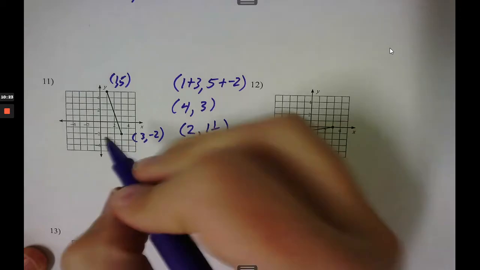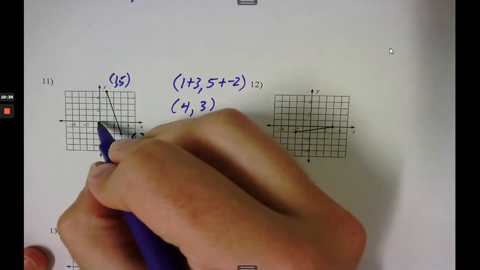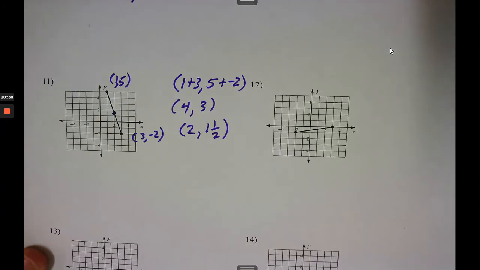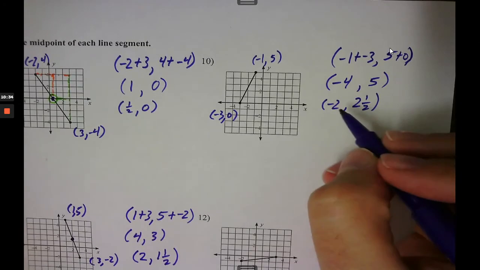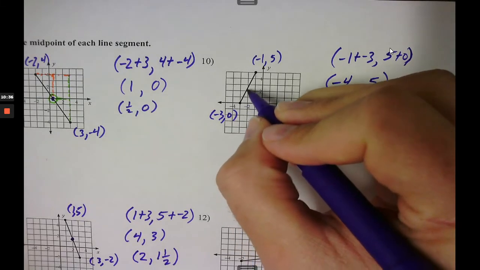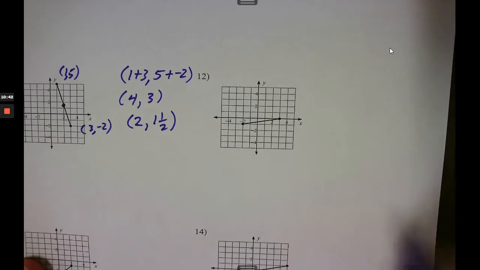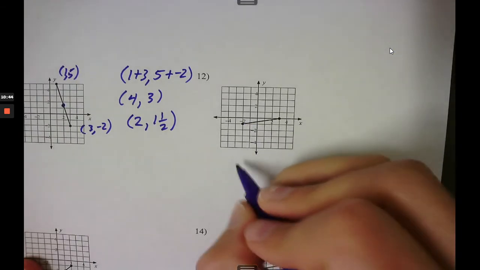Okay, again, feel free to go back and plot it and make sure. Right 2 up 1.5. That is indeed the midpoint of that line. Okay, I should have done that on the previous one. Let's go back to that. Negative 2 up 2.5. That is indeed the midpoint of that line. Okay, 3 left to go. Let's keep it going. Negative 2, negative 1.